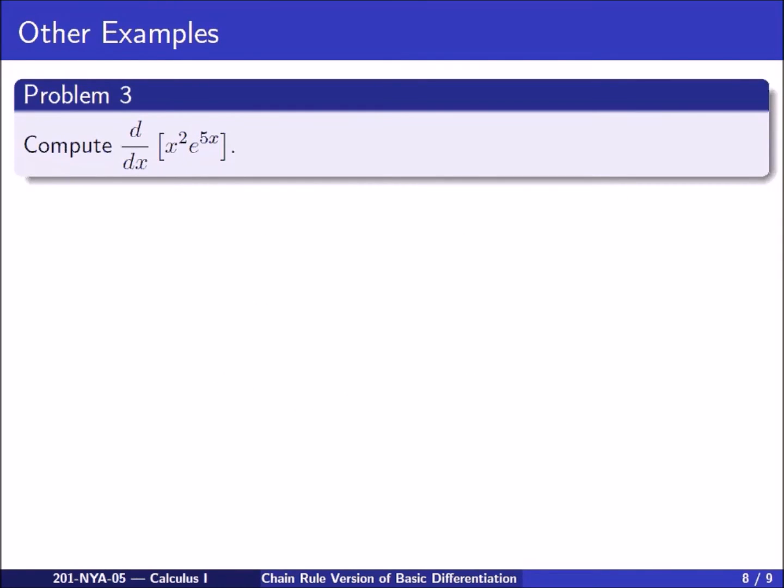Now I'm going to look again at another example that we had done before, which is the derivative of x squared times e to the 5x. First of all, this is a product of two functions, so the first thing we need to do is the product rule. I'm differentiating x squared times the second function e to the 5x, plus the first function x squared times the derivative of the second.